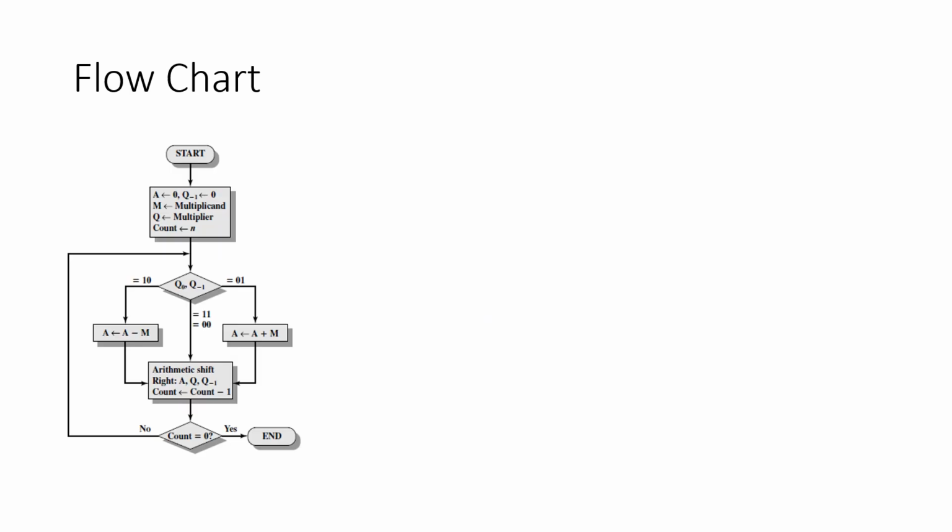Now let's try to learn this Booth algorithm with an example. Let m be our multiplicand, which is -6. Let q be our multiplier, which is equal to 3. So therefore you should get the product to be equal to -18.